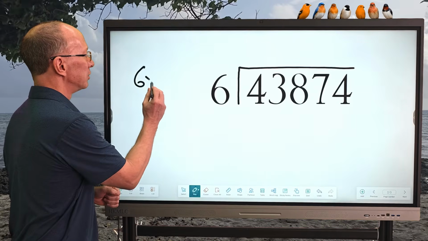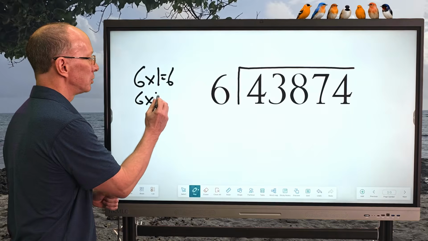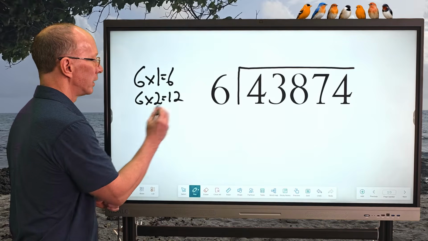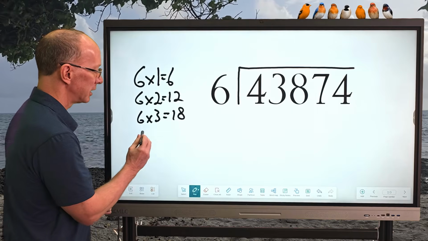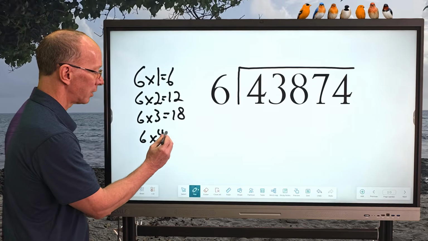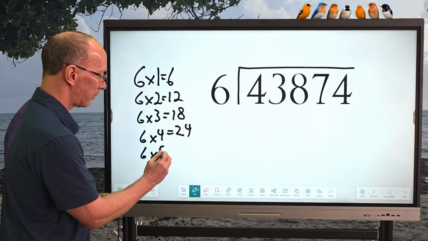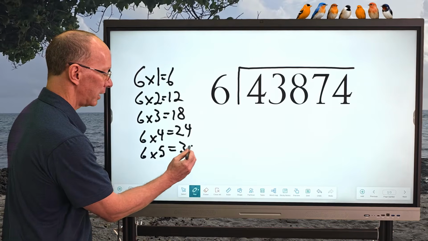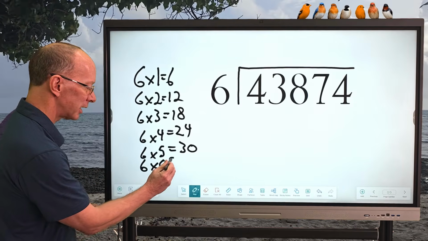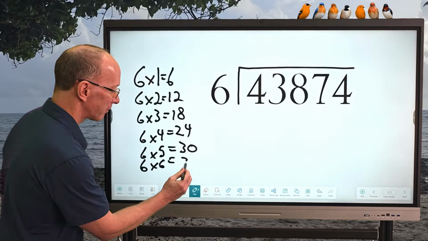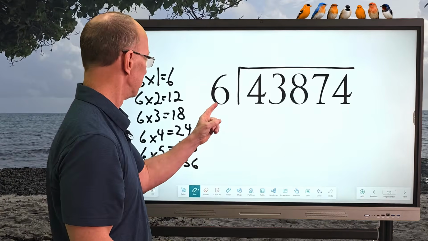So let's just go ahead and do 6 times 1 equals 6. 6 times 2 equals 12. 6 times 3 equals 18. 6 times 4 equals 24. 6 times 5 equals 30. And let's do one more. 6 times 6, double fact. What is 6 times 6? You got it, 36. All right, let's go see if we can use these numbers.